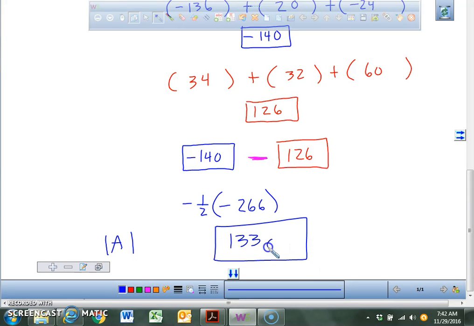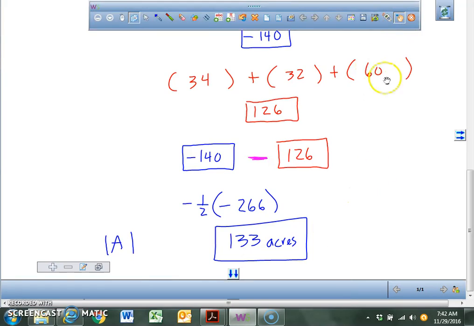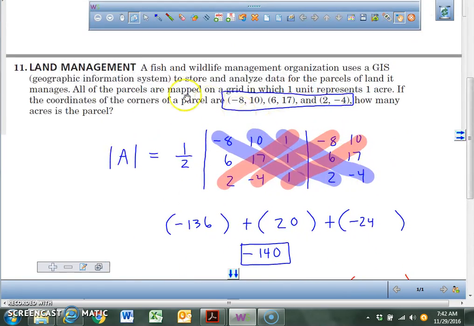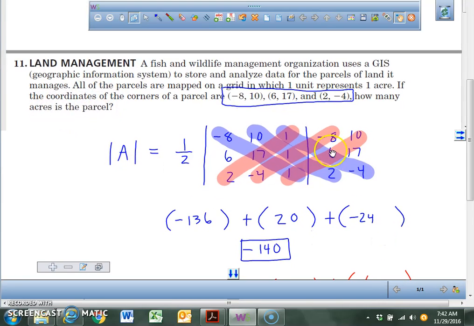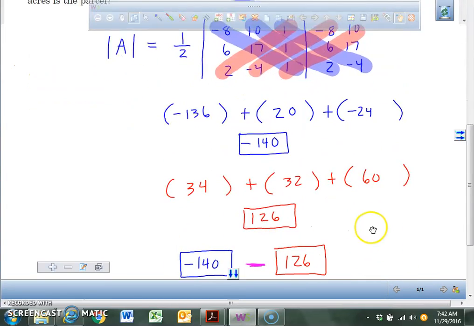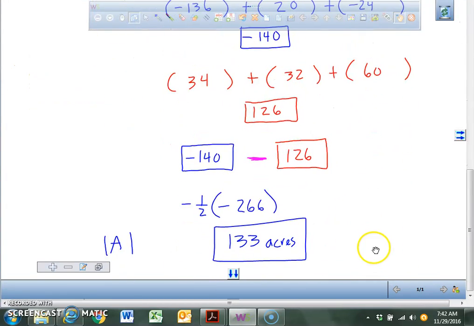This represents the amount of what? The amount of acres, the acreage, in this particular problem. If you read through the problem, it's asking how many acres are in that parcel of land. So all you need to find the area of a triangle is 3 ordered pairs. You can use them to find the area of the triangle without having to find the base or the height of the triangle. That's it.